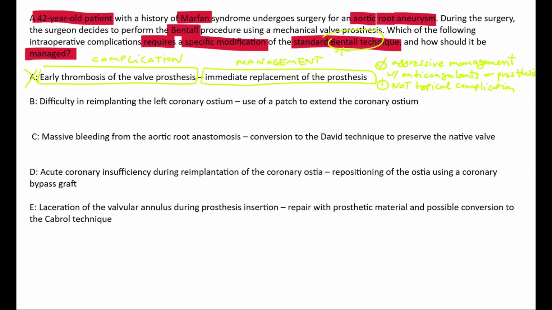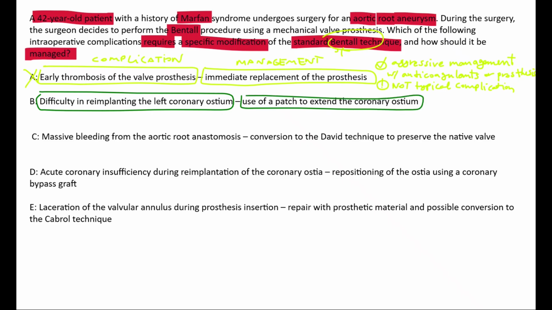Answer B. Difficulty in reimplanting the left coronary ostium. Use of a patch to extend the coronary ostium. Again, this one is wrong because this could be managed with a patch to extend the ostium, but it does not require a radical modification of the technique itself.